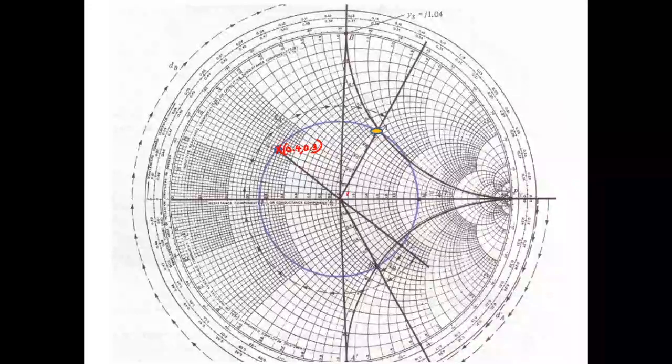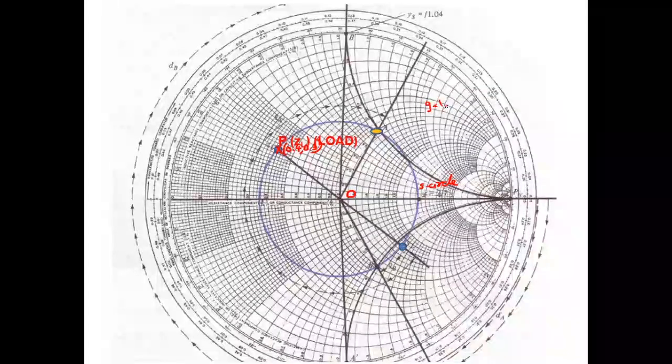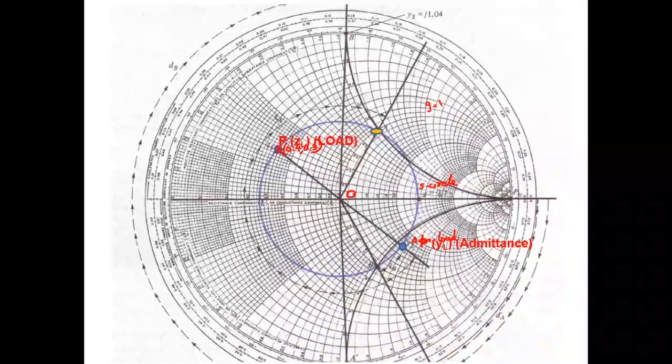Then what are we doing? This is the center point O. Let this point be P. With OP as radius and O as center, draw a circle. This is the S circle. You know that, right? You are drawing a circle, and then you identify the G equals 1 circle. After this, you find the corresponding admittance of the load. That will be the diametrically opposite point. This is the admittance of the load.